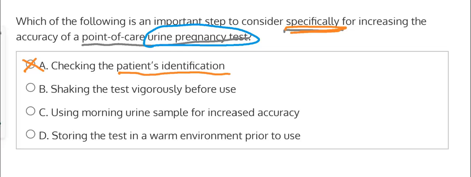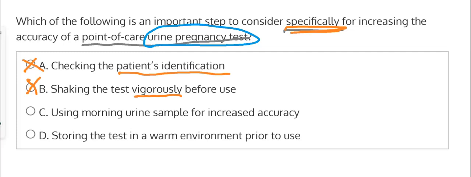Option B says shaking the test vigorously before use. And remember, anytime we see any of those extreme type words like vigorously, always, never, you want to be very careful. Not to say that it's never the answer, but it's usually not. So let's keep looking. Shaking vigorously would not be effective as the answer to this question.